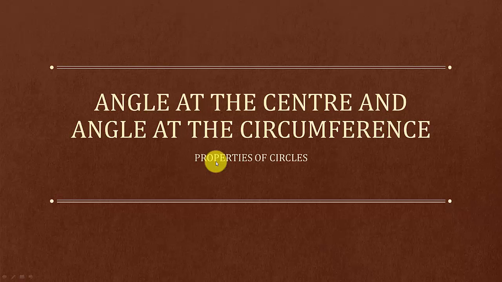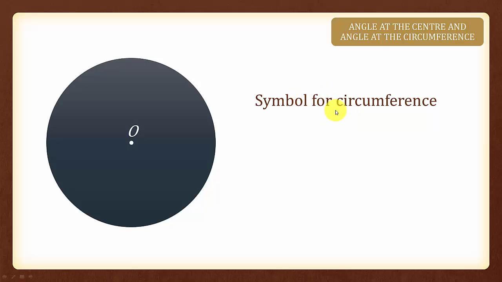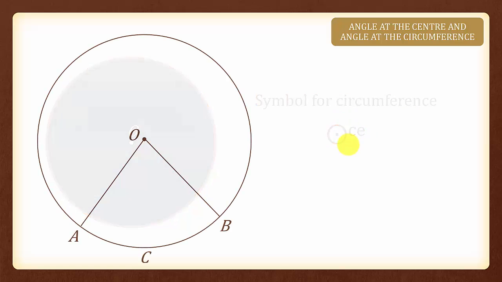Today we shall look at the topic angle at the center and angle at the circumference. We'll start off by looking at the symbol for circumference. The symbol looks like a capital letter O with a dot at the center and a superscript CE.